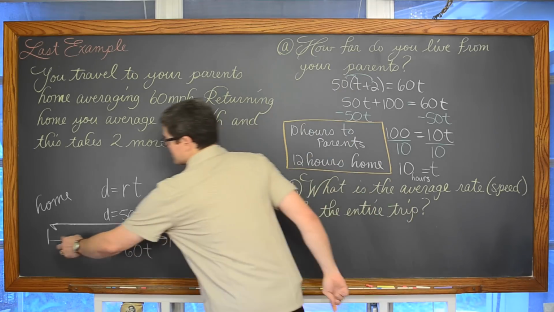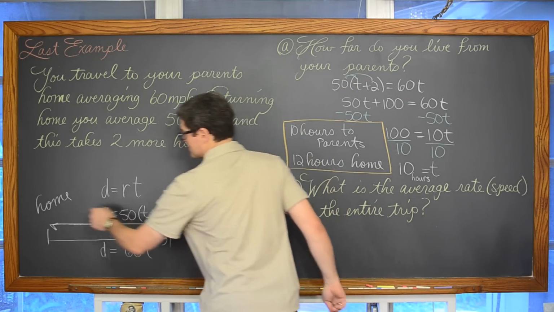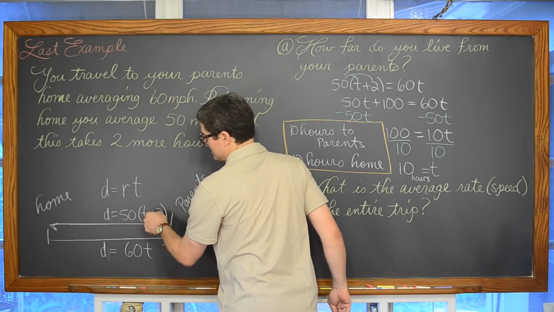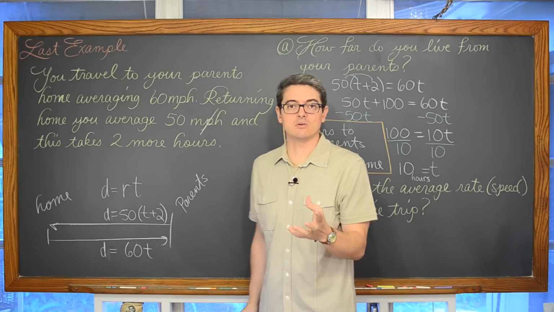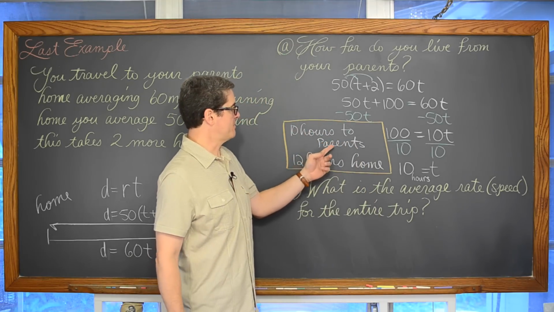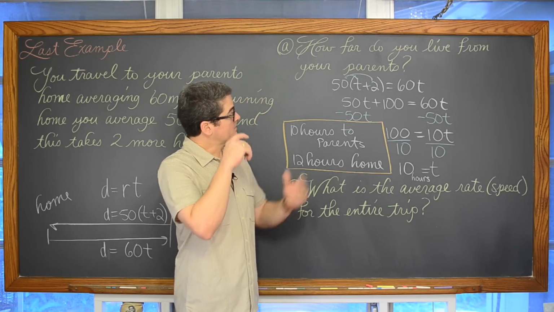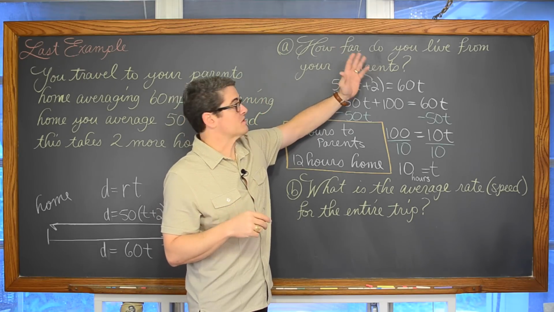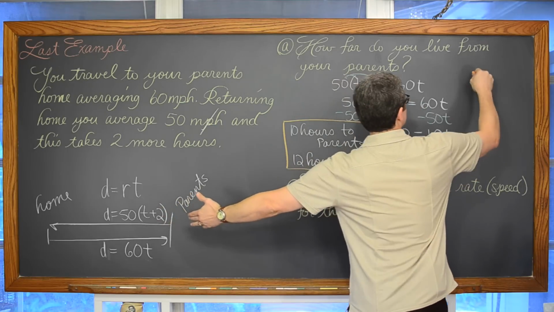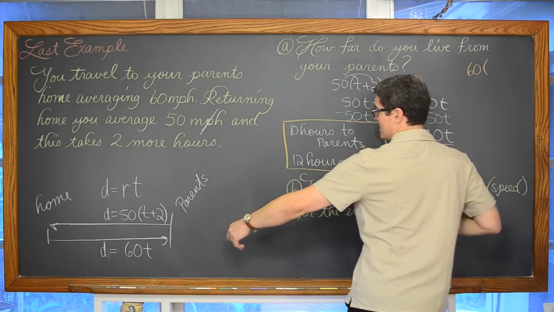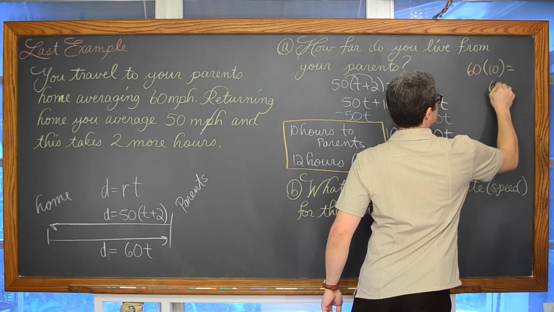Well, again, the distance from home to parents is either d is 60t, or parents to home is d is 50 times t plus 2. So really, I'm going to check my answer of time equal to 10 to parents and 12 to get home. I'm going to check that in the way that I answer this question. How far do you live from your parents? Well, I live from my parents 60 times the number of hours to get there, which is 10. So that comes out to be 600 miles.